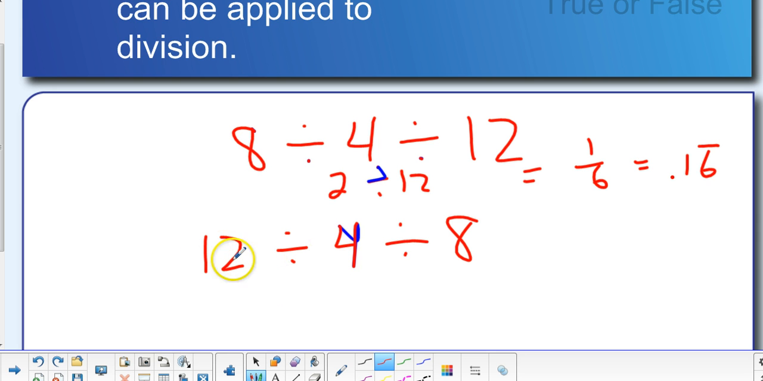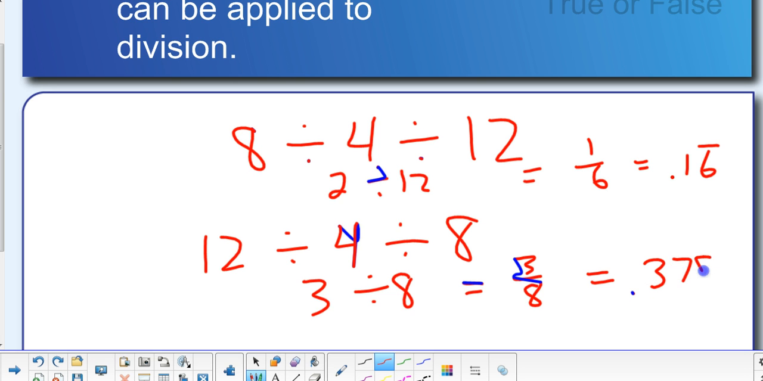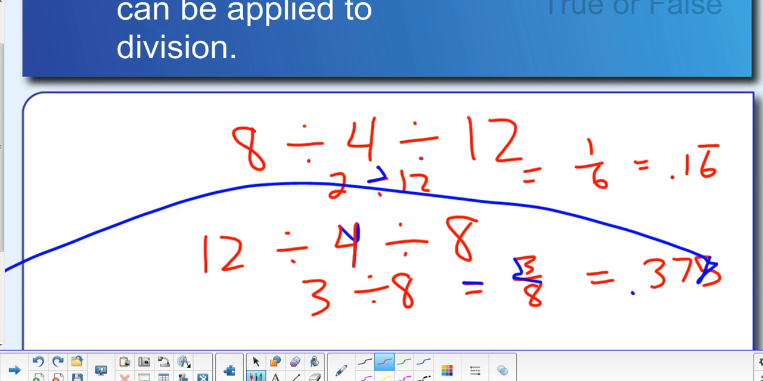This one would give you 12 divided by 4 is 3. 3 divided by 8 is 3/8, or 0.375, if you're a calculator maniac. So they're not the same. Cannot do it. All right? Cannot do it. Nice.